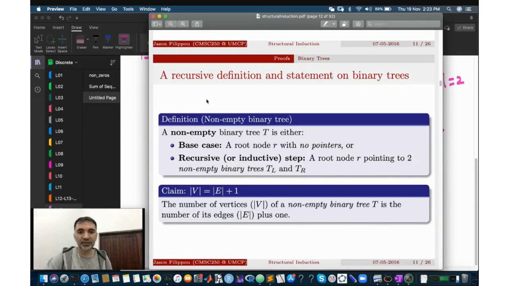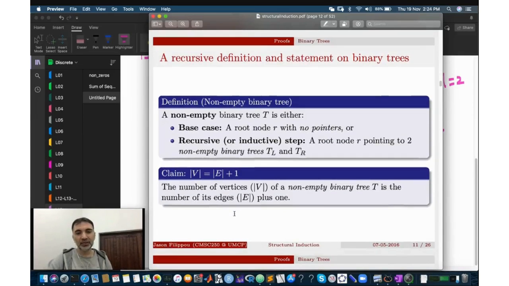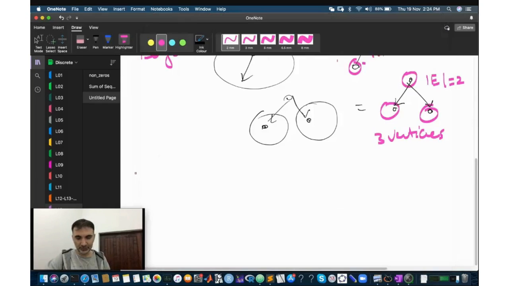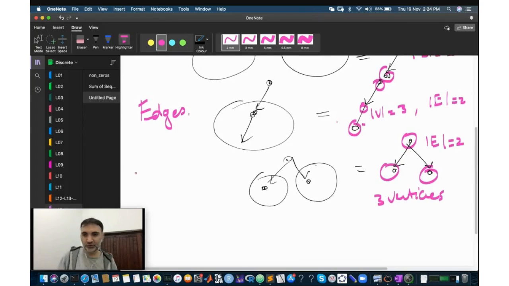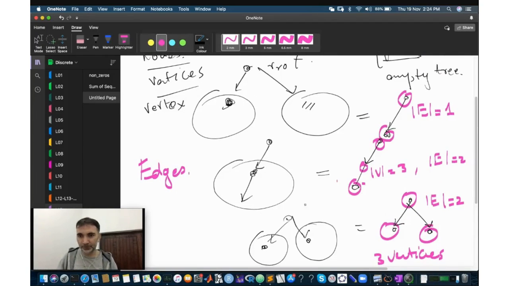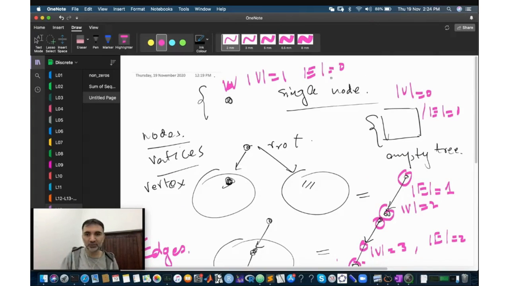All right. So here is a claim that we want to prove. We want to prove the statement that the number of vertices in a binary tree is equal to the number of edges plus 1. Okay. So let's see. This is true here because 3 is 1 more than 2. 2 is 1 more than 1, sorry. 1 is 1 more than 0. But in here it fails. It has 0 vertices, 0 edges, so it's not 1 more than the edges.